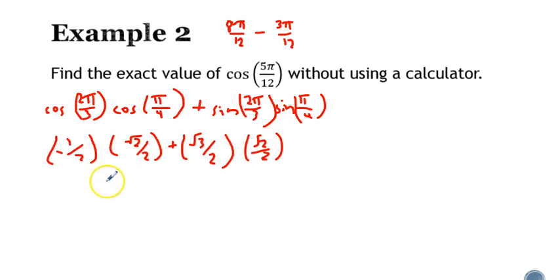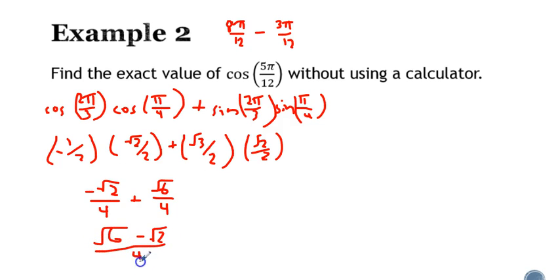I'm still going to simplify this a little bit, so this would be negative square root of 2 over 4 plus square root of 6 over 4. And rather than have a negative plus something, I usually flip those around and write it as a subtraction problem. So square root of 6 minus square root of 2, all over 4, would be the answer in this case.